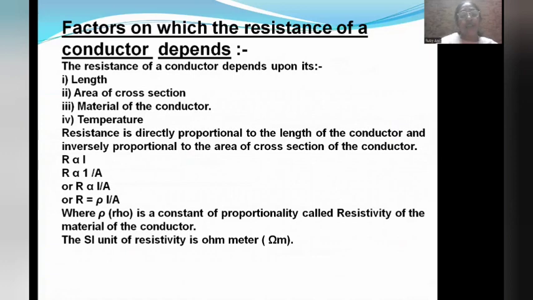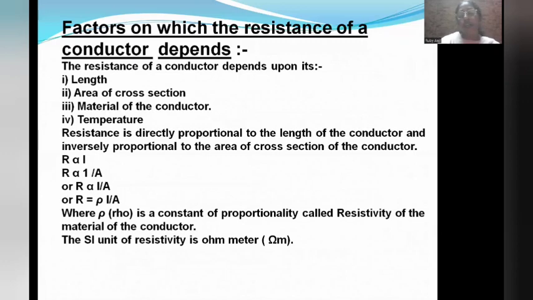Now, other two factors are length and area of cross-section. Resistance is directly proportional to the length of the conductor or length of the wire. That means if you increase the length, the resistance will also increase. And if you decrease the length, the resistance will also decrease.